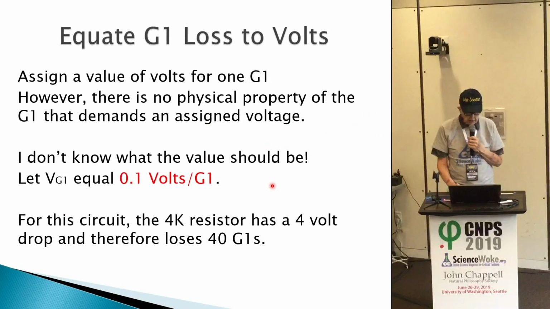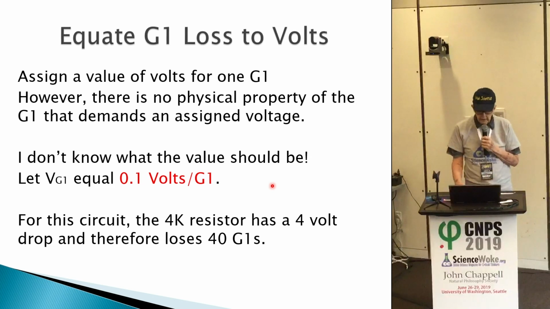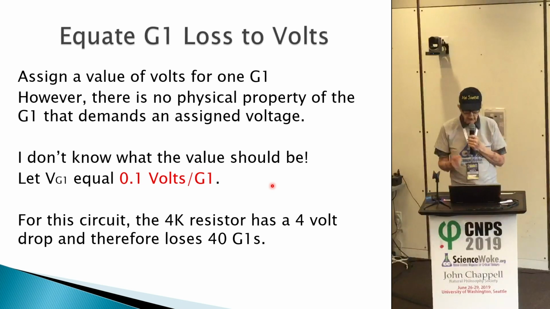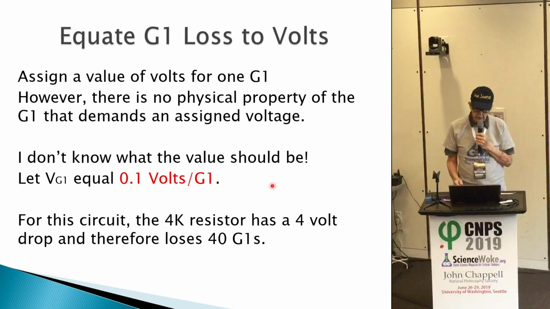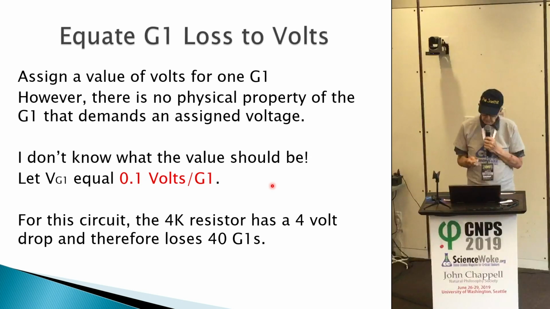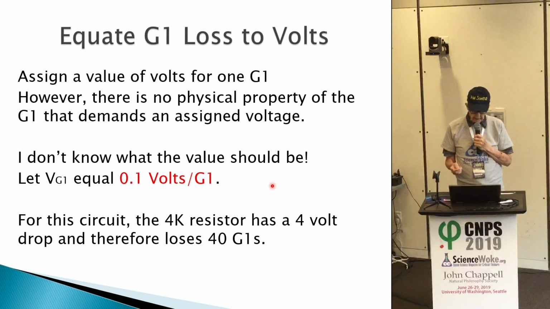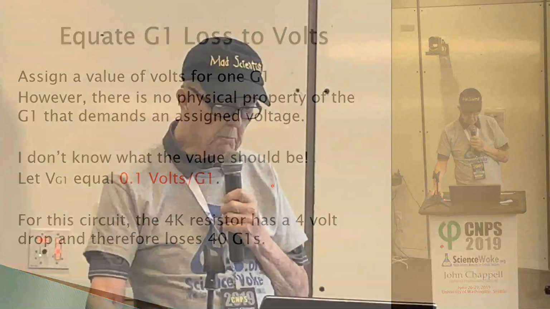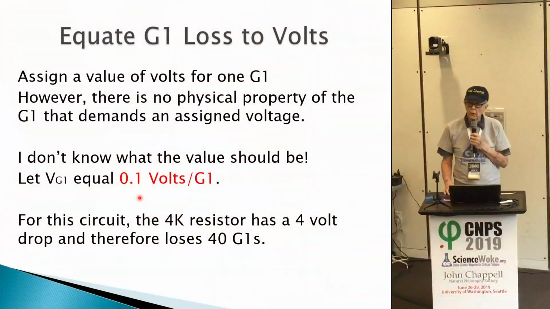But based on that, I decided you could equate G1 loss to volts and assign a value of volts for one G1. Just as a caution, there is no physical property of the G1 that demands a voltage assignment. There's nothing physical. And I really don't know what the value should be. I'm going to try to find it in a second experiment, which didn't work out, and I'm going to have to repeat it, but I just picked a value on my own. It's a nice, neat little number of 0.1 volts per G1.